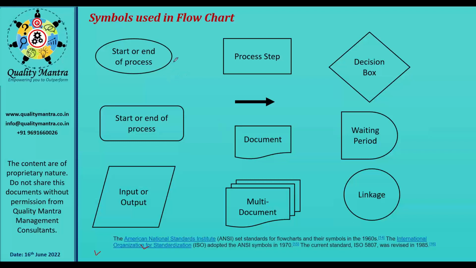So again, the symbols are: start or end, process steps, decision box, the direction of the process, documents, multiple documents, input or output which can be data also, the waiting period, and the linkage. These are all the symbols that are used.